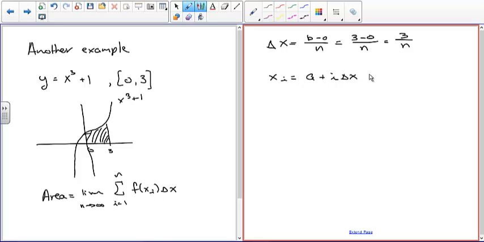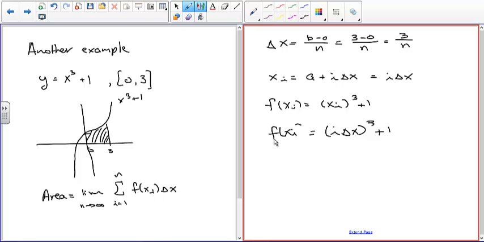So anyway, for our particular case, a is 0. So x sub i is just i times delta x. And then the value of the function, which in this case is going to be different, f of x sub i, is going to be equal to x sub i cubed plus 1. But x sub i is i times delta x. So for x sub i, we're going to put in (i times delta x) cubed plus 1.